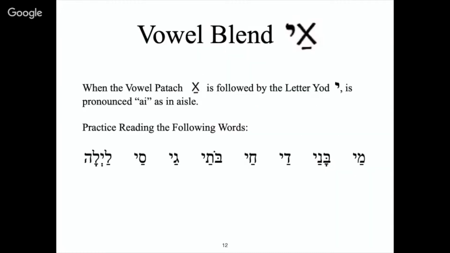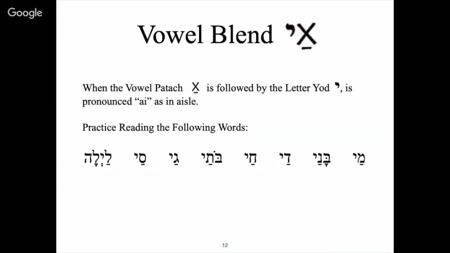So today we are going to learn a vowel blend. And so this is going to be our first vowel blend that we learned. The rest of the vowels that we've learned, we wouldn't necessarily call them blends. But when we have a patak that's followed by a yod, the yod changes the sound of the patak. Remember, the patak makes the ah sound. So when we have the patak followed by a yod, it changes that ah sound to an I sound, like aisle, or I as in EYE.